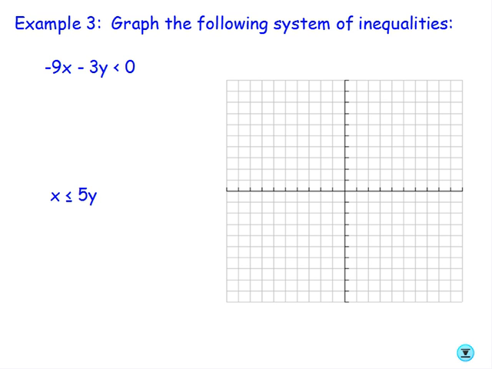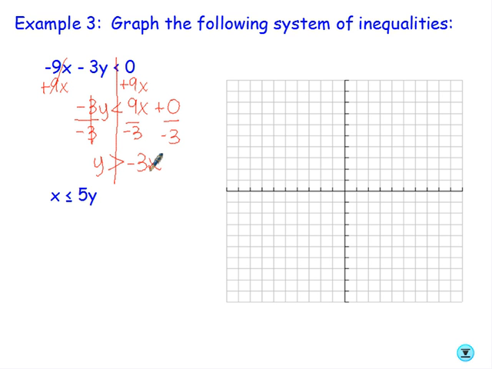First equation, we need to get Y by itself. Put up my line. I'm going to move the 9x by adding 9x. I'm left with negative 3y less than 9x plus 0. Divide by negative 3. Keep my y. I just divided by a negative, so the sign has to go the other way. 9 divided by negative 3 is negative 3x. 0 divided by negative 3 should give you 0. You're ready to graph this line.